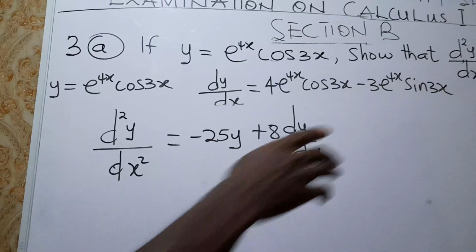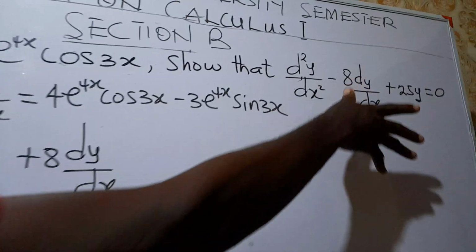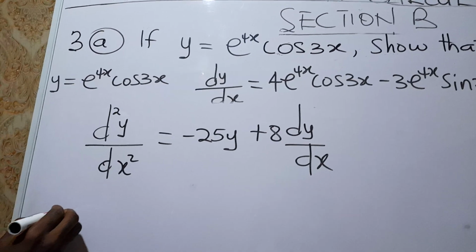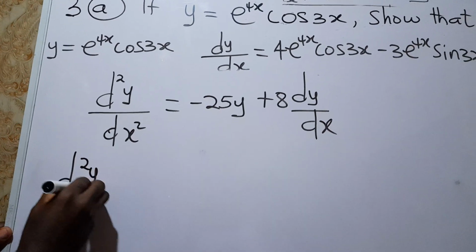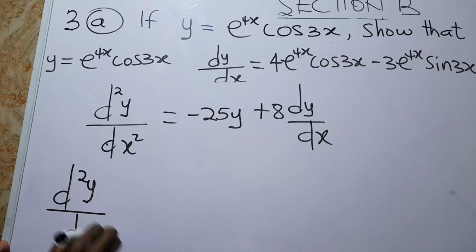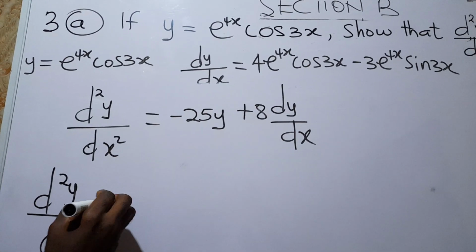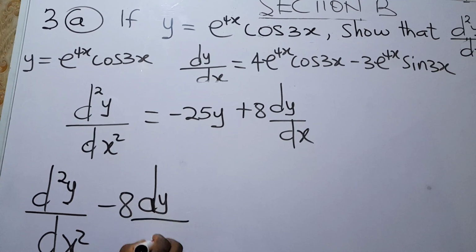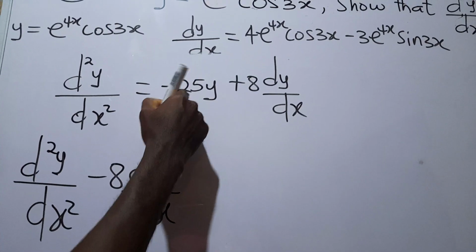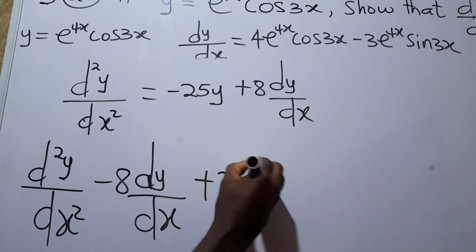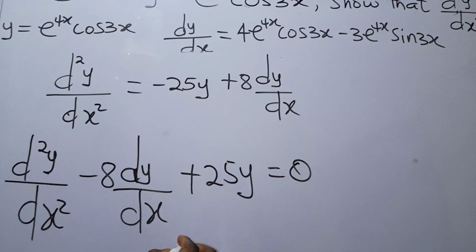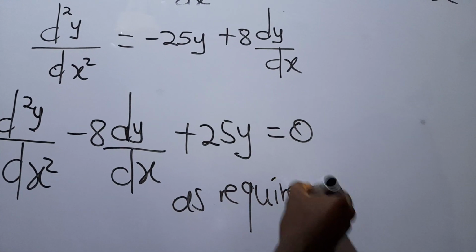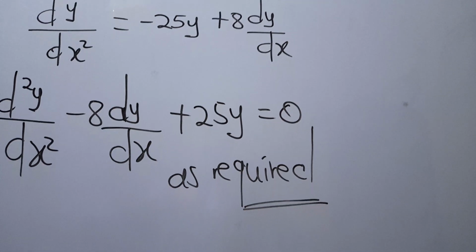So you realize that in our proving, everything was equated to 0. So we need to bring everything here equated to 0. So we can say that our d²y/dx², and this is positive, so we have minus 8 dy/dx, and this is negative, so plus 25y will be equal to 0 as required. So we have proved this. I hope you get that.